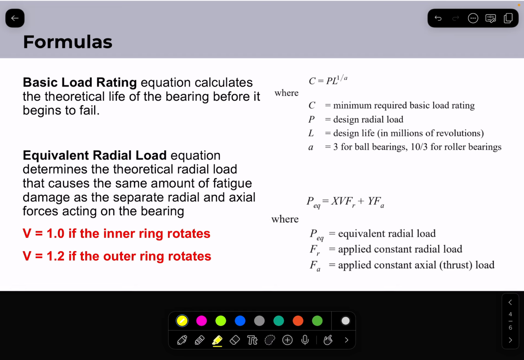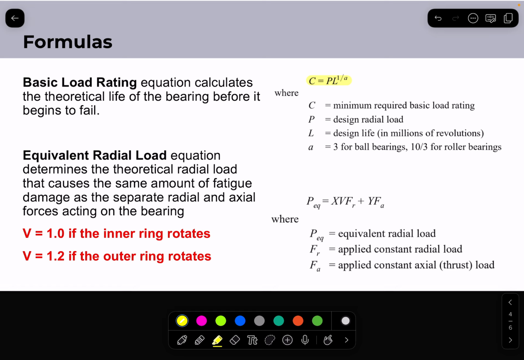This formula is defined on the right here, and it depends on the minimum required basic load rating, the design radial load, the design life in millions of revolutions, and a constant A. This will become much more simple to understand once we do our practice problem.